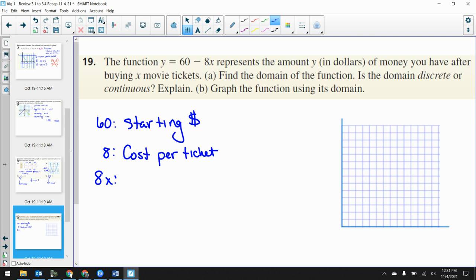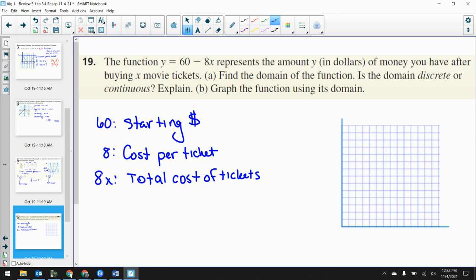Okay, then what is the 8x? What is the 8x, Addie? Is it ticket per person? Not exactly. Levi? It's the amount of tickets you buy. No, that's x. Cassie? Total cost of tickets? Total cost of tickets. Okay. So then it says, find the domain of the function.